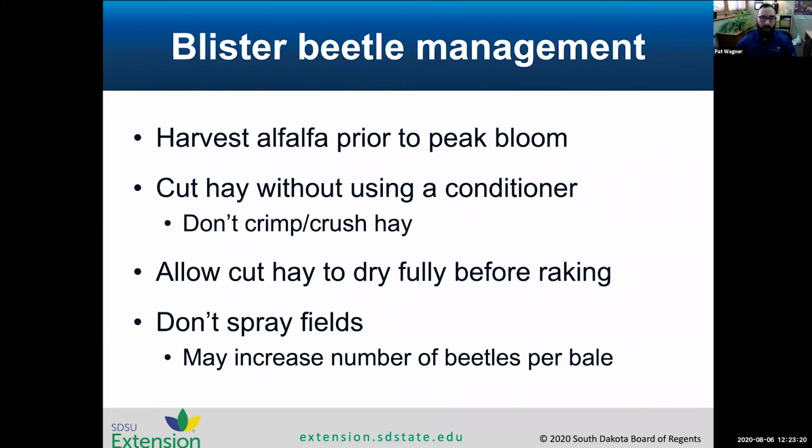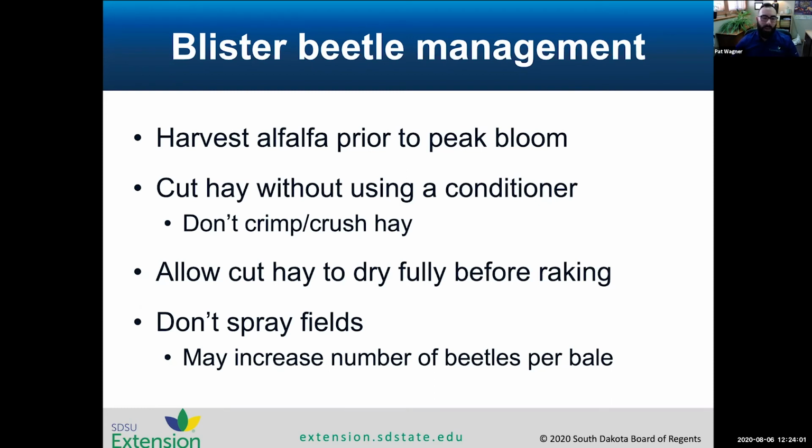So in terms of management, you want to harvest alfalfa prior to peak bloom. That's kind of ideal to reduce the number of blister beetles that might show up. As I mentioned, the adults are herbivores and they really like flowers and they're highly attracted to pollen. So if you can reduce the flowering in that field, harvesting in the bud stage to at least minimize some of that flowering, you might not have as many beetles getting into the field to begin with.